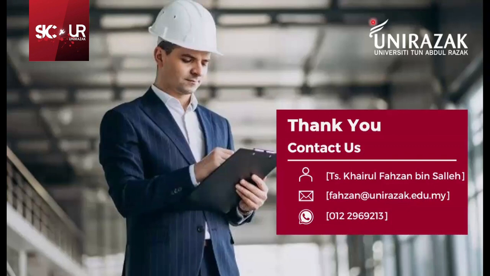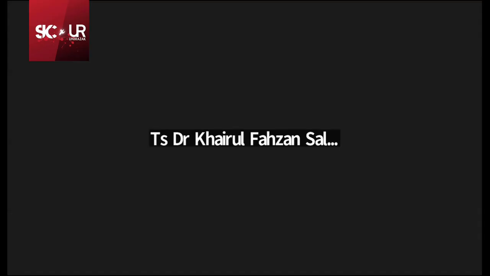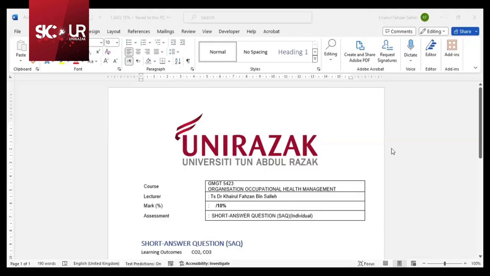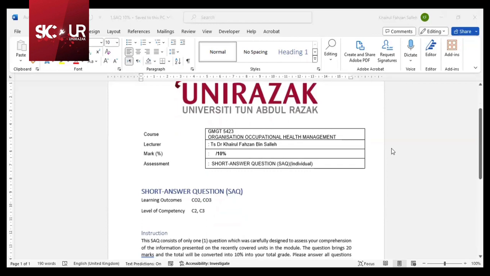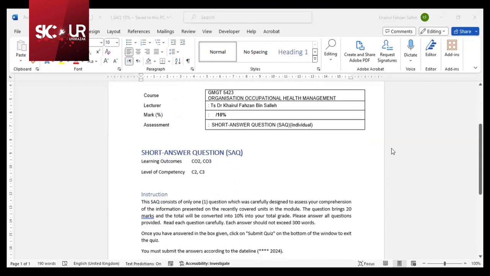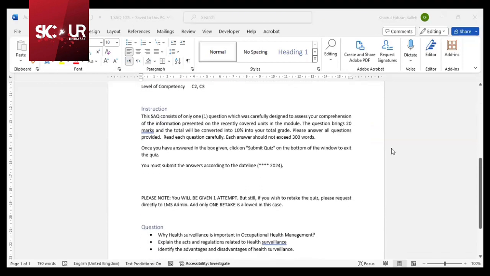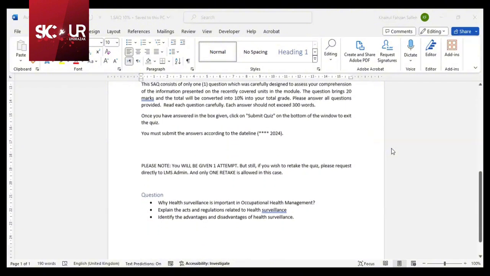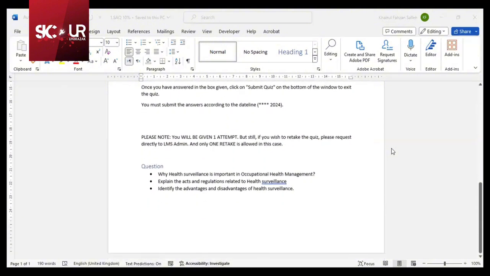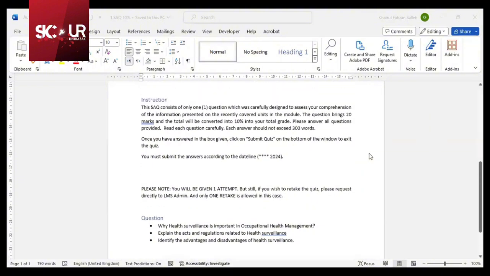So kita bincang sedikit pasal assessment. So ini kita punya short answer question as a individual paper lah. So semua orang kena jawab. So apa yang nak kena buat adalah kena jawab lah. Why health surveillance important in occupational health management? Explain the act and regulation related the health surveillance. Identify the advantage. Ni saya rasa tak ada masalah lah. Straightforward. Right? Dr. Khairul, boleh buat point form ke?